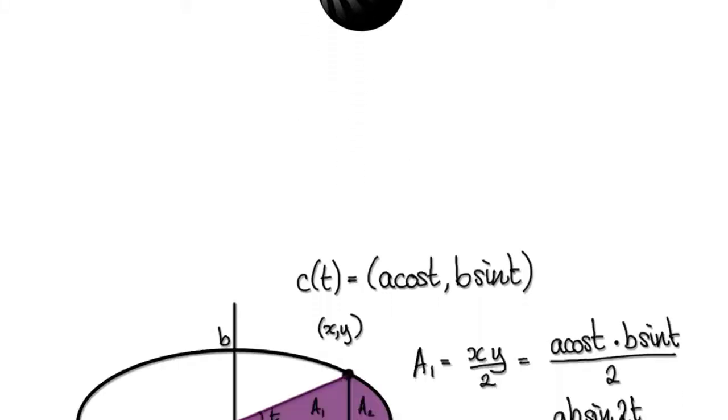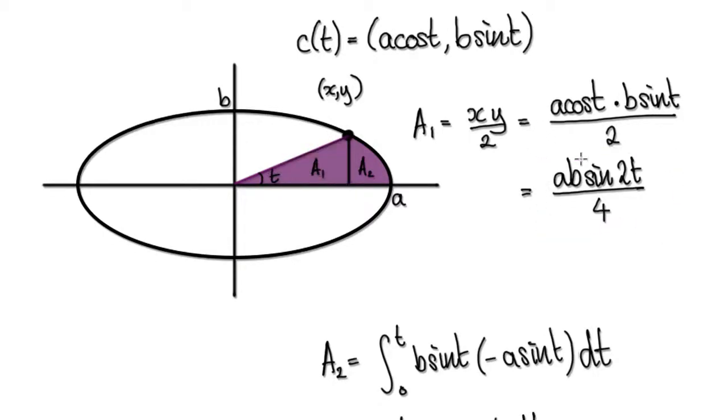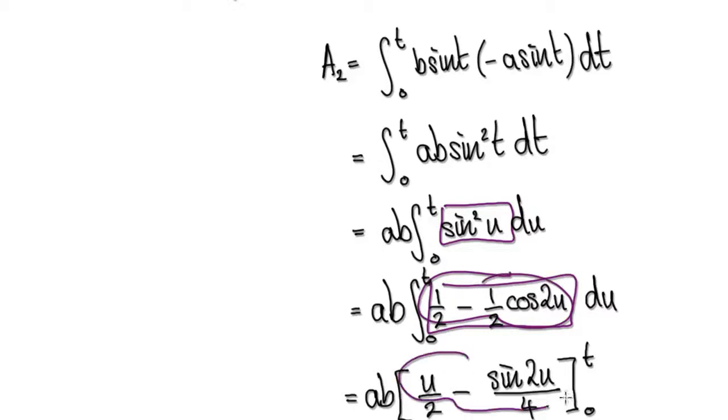Following on from the previous two videos, we worked out A1, this area here, is given by this. And then in the previous video, we got to this stage here. So replace sine squared with this, and then integrate this whole thing. That will then give us this.